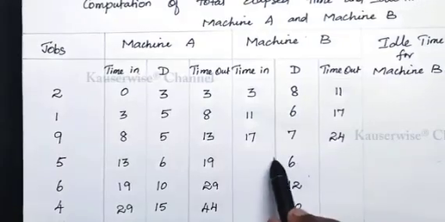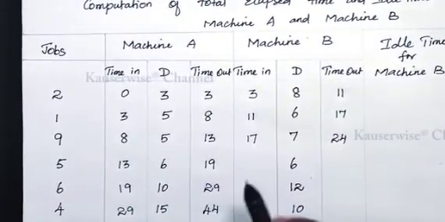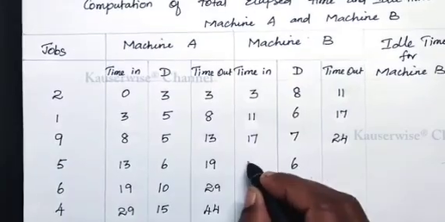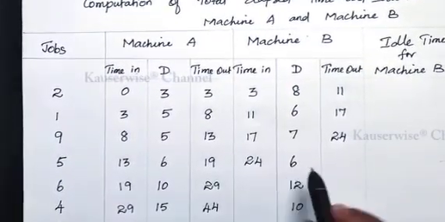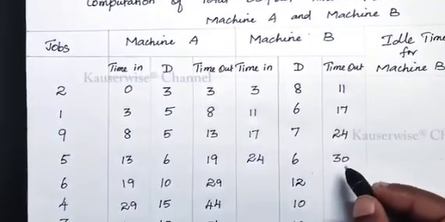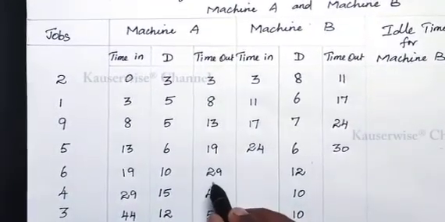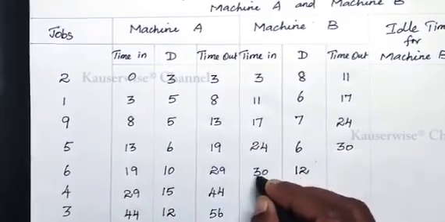In the same way, for the next job, 24 is greater than 19. So the in time for the next job is 24 on machine B. So 24 plus 6 is equal to 30. 30 is the out time. And for the next job, 30 is the greater value again. So 30 is the in time for the next job.